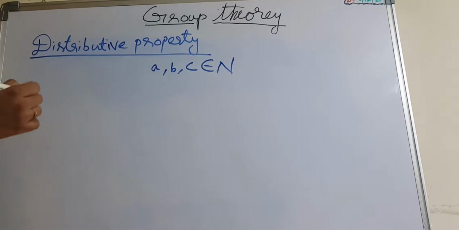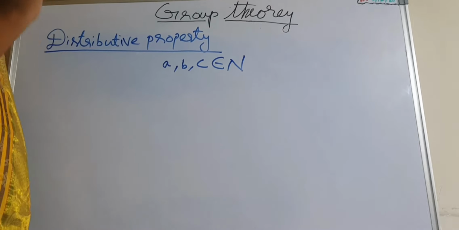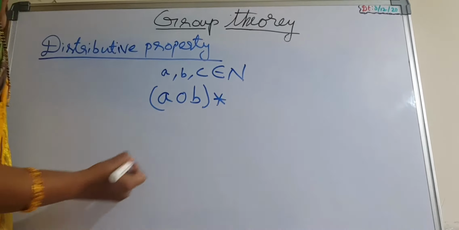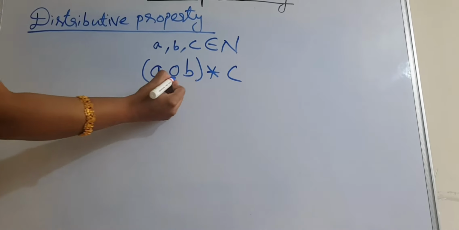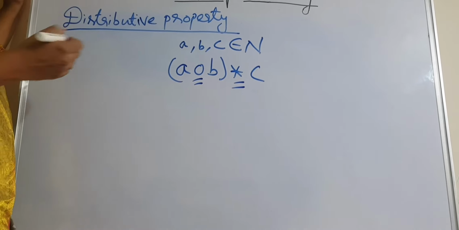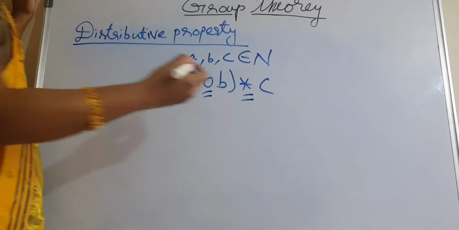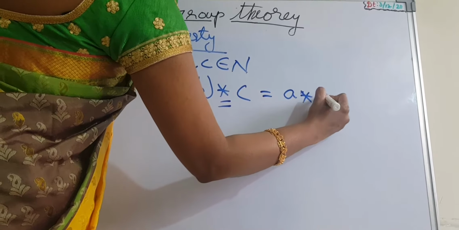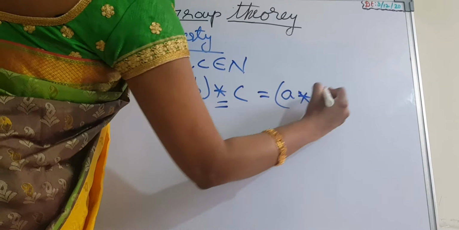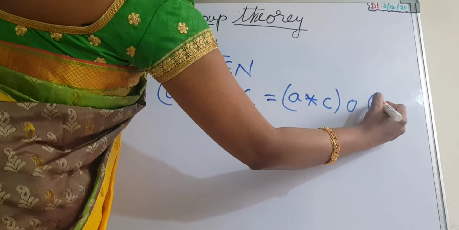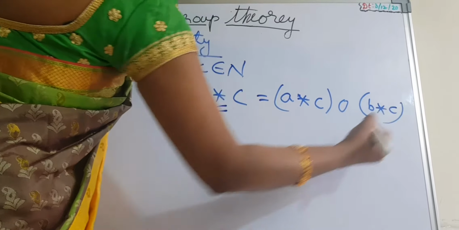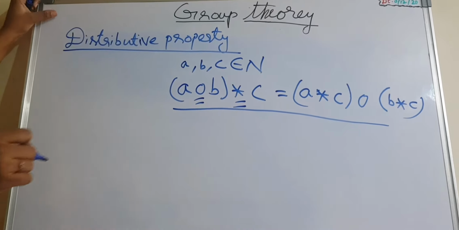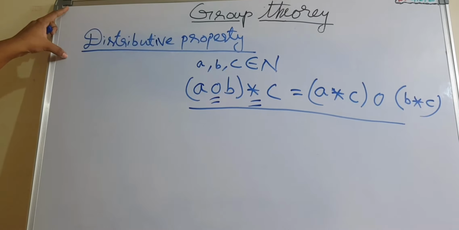Here in the distributive property, we are taking two binary operations. One is circle, and one is asterisk. I am taking two binary operations. You can take two binary operations, one is plus and one is into. A asterisk (B circle C) equals (A asterisk B) circle (A asterisk C). If it satisfies this property, we will call it the distributive property.